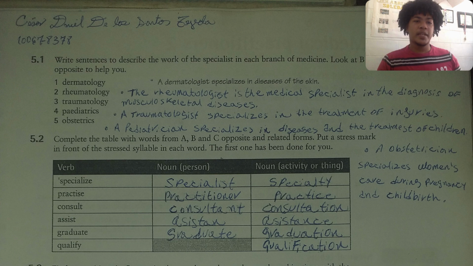Exercise 5.2: Complete the table with words in A, B, and C opposite and related forms. Put a stress mark in front of the stressed syllable in each word. The first one has been done for you. Verb, noun (person), noun (activity or thing). Specialize, specialist, specialty. Practice, practitioner, practice.